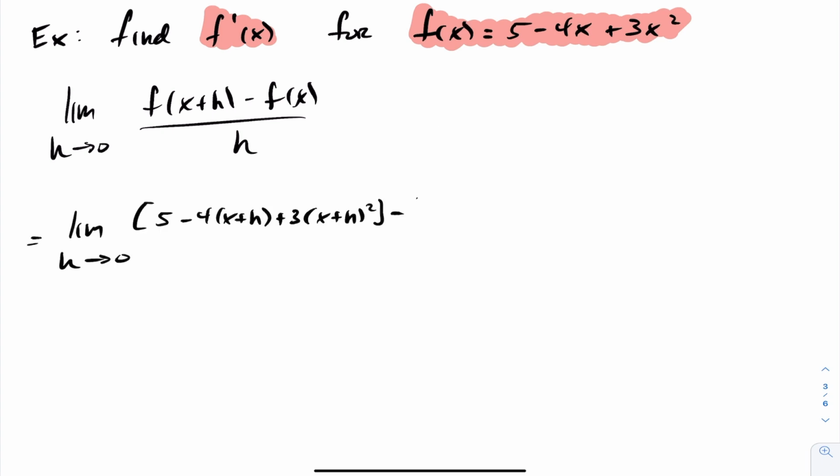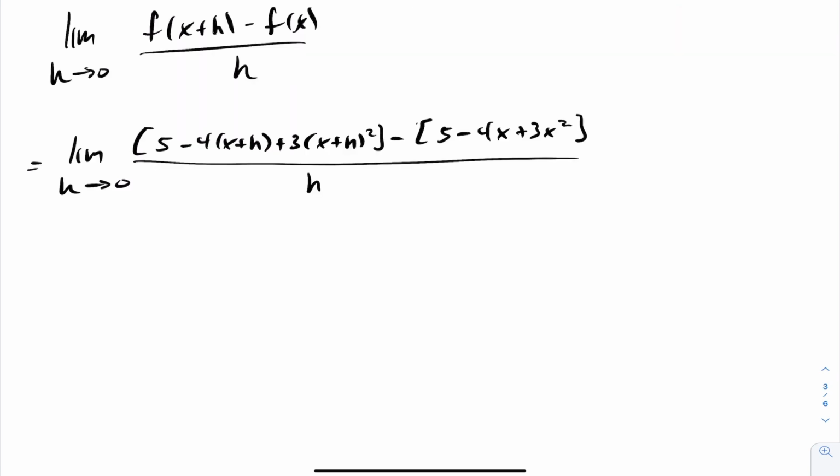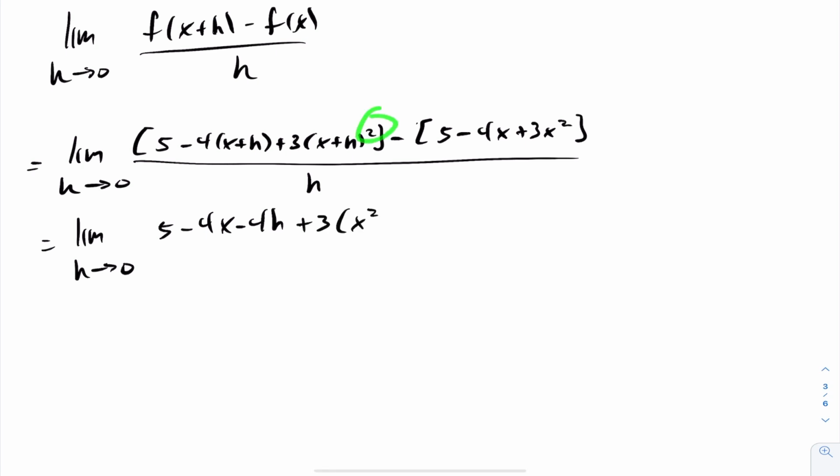I'm going to move this over so I have a little bit more room. So now don't forget your brackets here. I get 5 minus 4x plus 3x squared, and that entire expression divided by h. So now in this case here, I'm going to expand everything out. So we have the limit as h goes to 0 of 5 minus 4x minus 4h plus 3, and we're going to expand the power of 2 first, so this becomes x squared plus 2xh plus h squared.